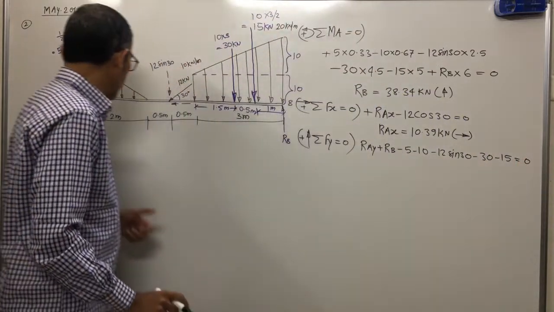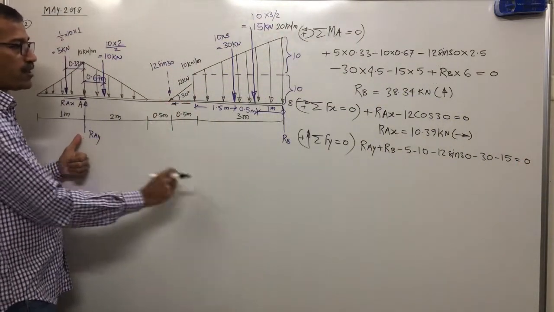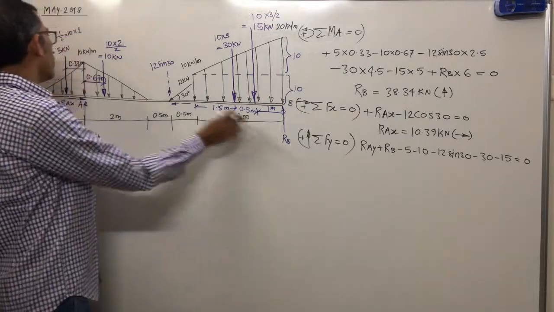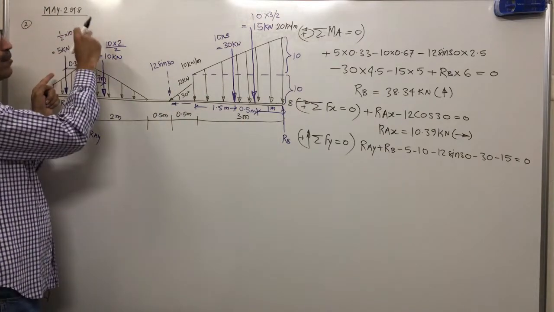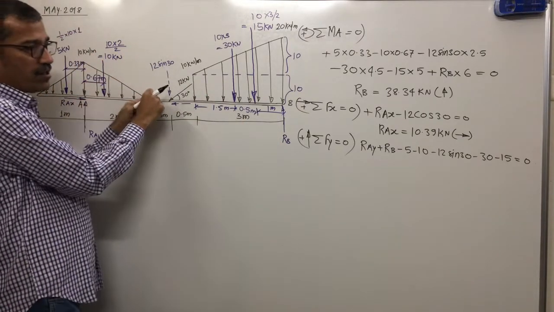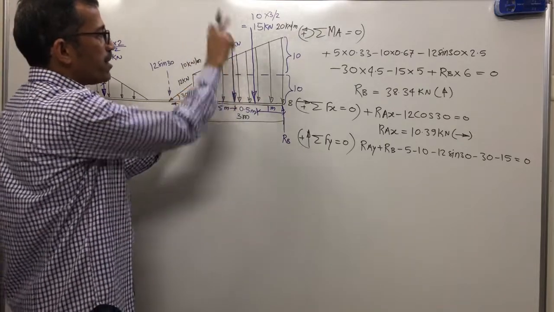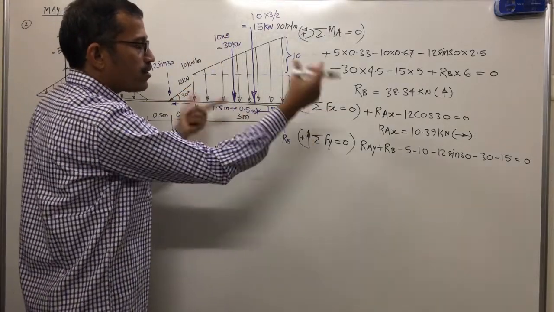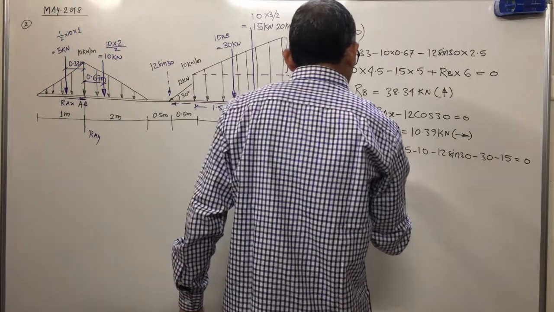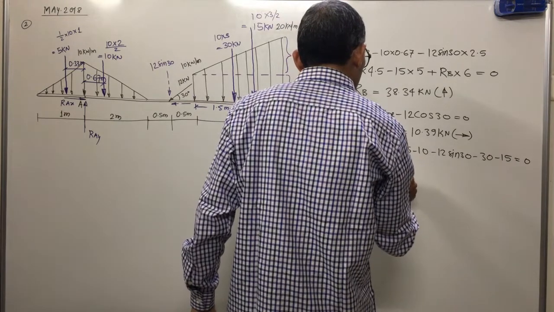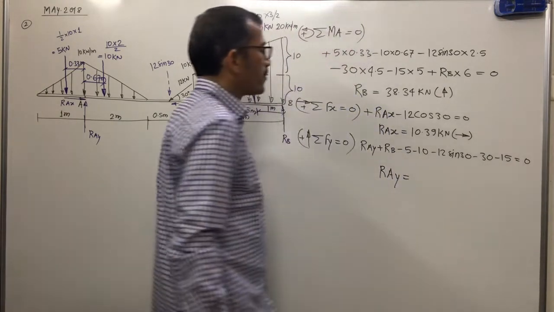Just check all the forces. RAY upward, yes. RB upward, yes, positive. Minus 5, yes. Minus 10, yes. Minus 12 sin 30, yes. Minus 30, minus 15, RB already written, equal to 0. That means if you substitute the RB value, you must get what?